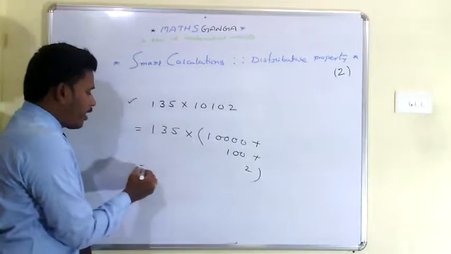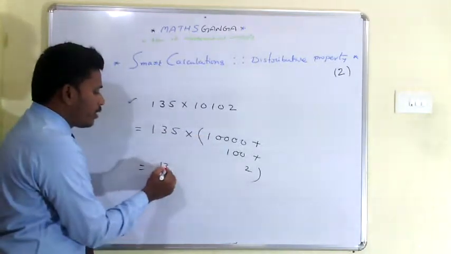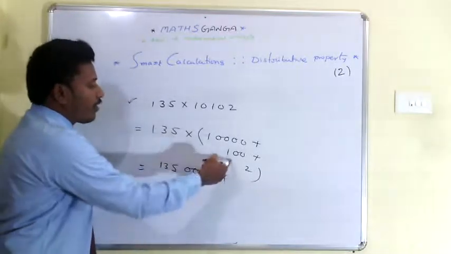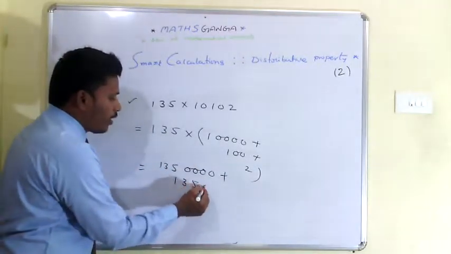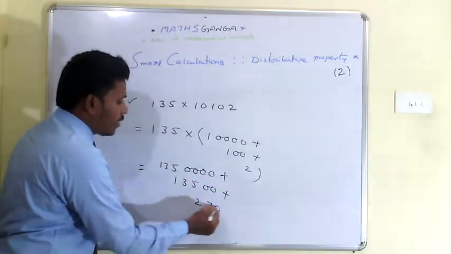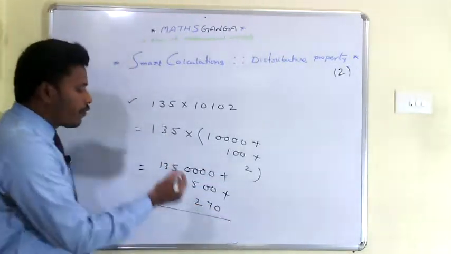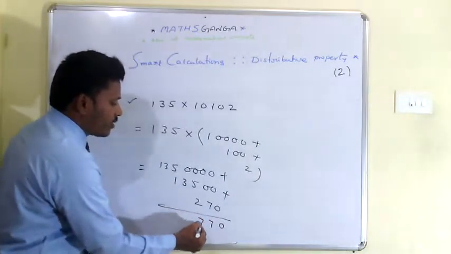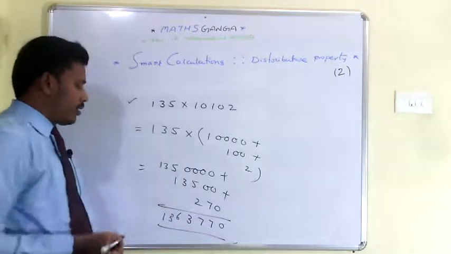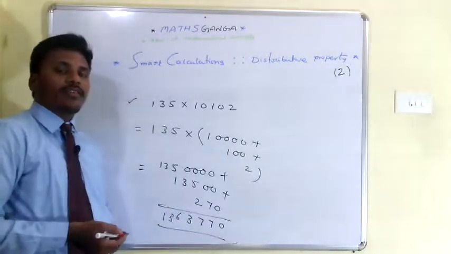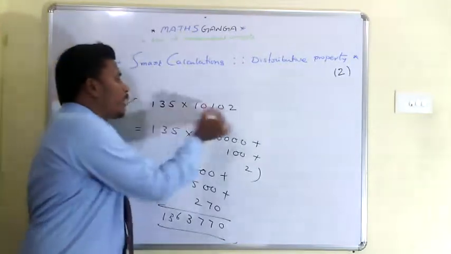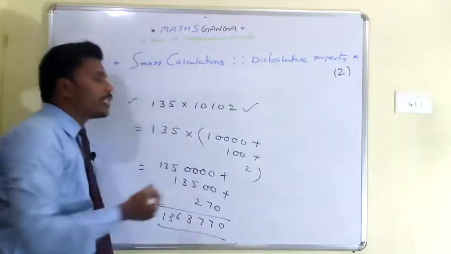Multiplying 135 with this number is nothing but 135 along with 4 zeros, plus 135 into 100, which is 135 with 2 zeros, plus 135 into 2, which we know as 270. If you add these, directly our answer is 1363770. That means the distributive property changes the multiplication problem into an addition problem.